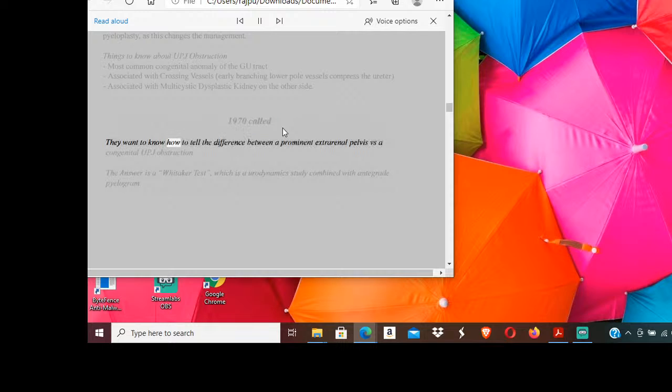They want to know how to tell the difference between a prominent extrarenal pelvis versus a congenital UPJ obstruction. The answer is a Whitaker test, which is a urodynamic study combined with antegrade pyelogram.